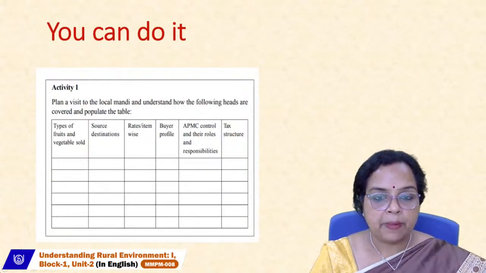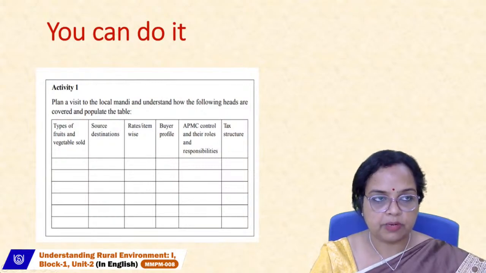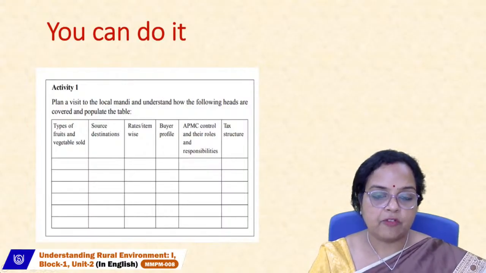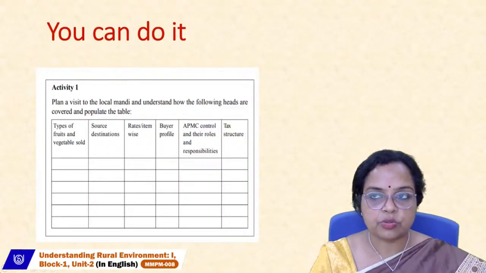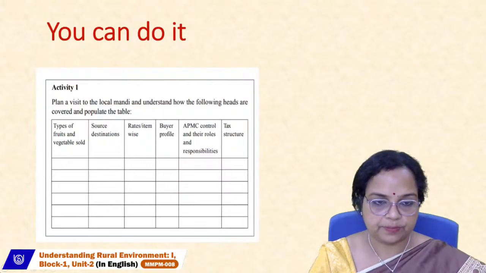After that, APMC control or government control: what is the responsibility of the government, and what are the rules and regulations of the government on the selling and buying process. And finally, the last column is on tax structure. You can also note down the tax so that you can easily understand the net benefit or the net loss.